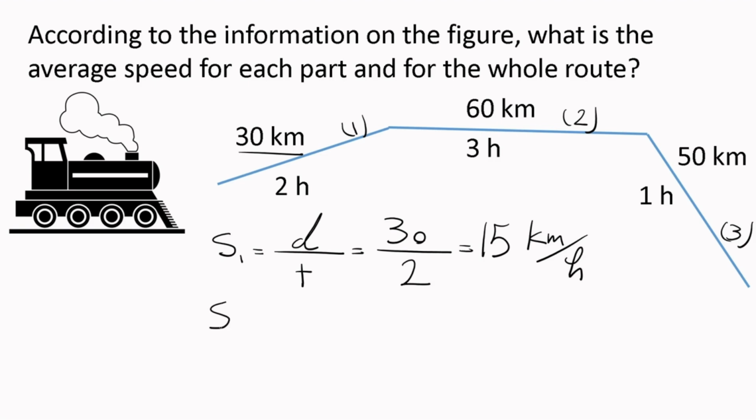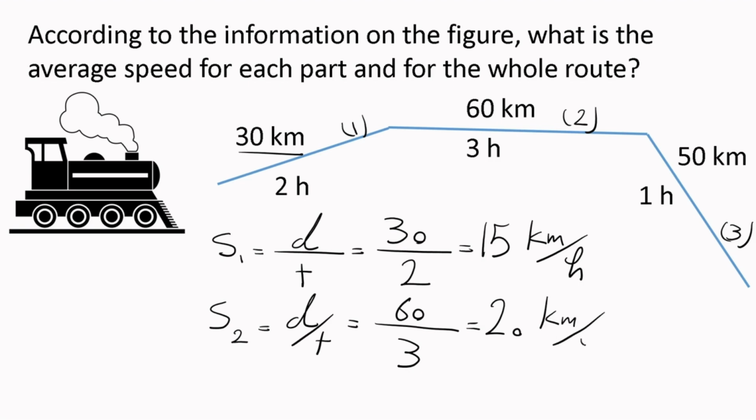For the second part, I'm going to use the same formula. Do I have the D for the second part? Yes, it is 60 and T is 3 and it's going to be 20. And of course, you know why? It's going to be kilometer per hour. Let me erase the board to make some space for myself.